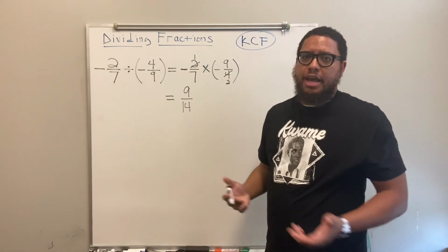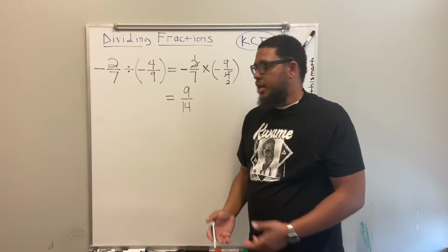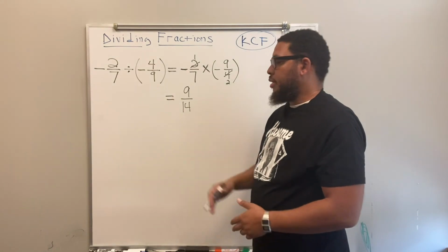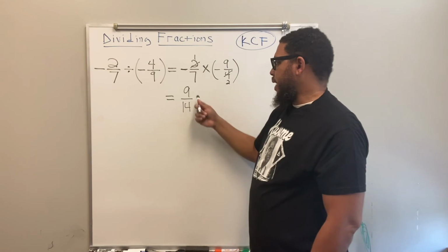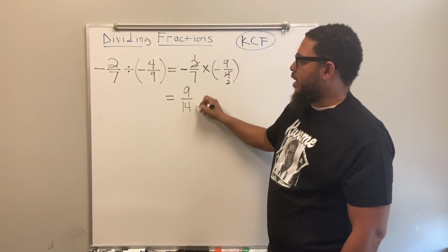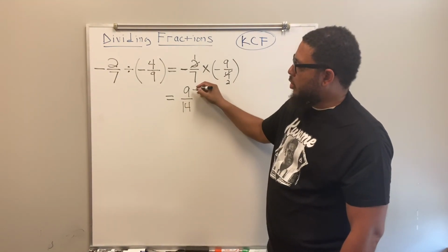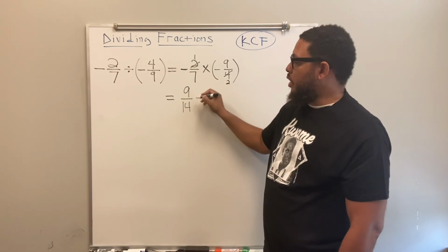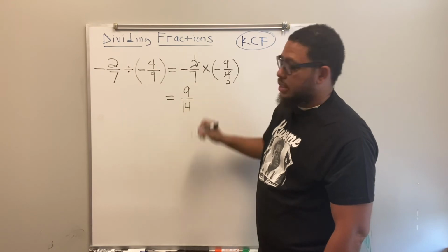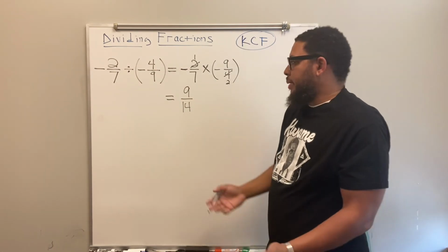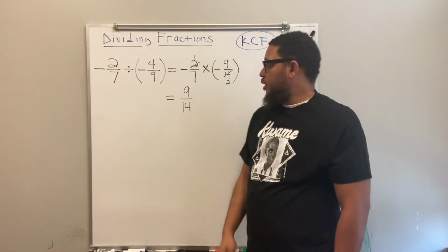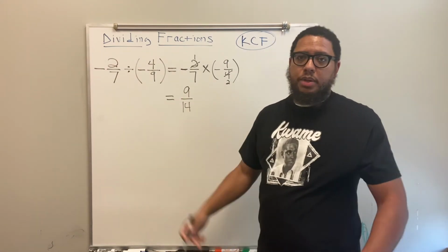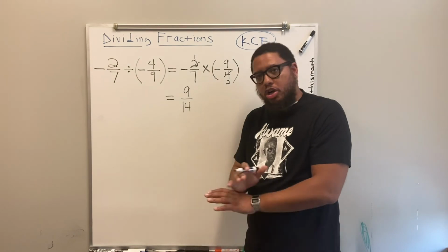My next question is, am I done? How do I know if I'm done? I know I'm done if I can't reduce. If I can't reduce this, I know I'm done. So I got 9/14. I can't reduce it because they don't have a common factor. There's no number that can multiply into both of these besides 1. 1 is the only number that can multiply into both of these. 3 can go into 9, but 3 can't go into 14. 2 can go into 14, but 2 can't go into 9. Not evenly. We're talking about evenly, right?